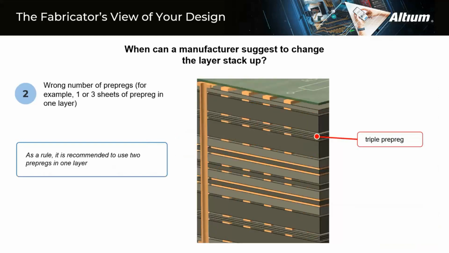Another aspect to consider related to dielectric layers may arise with the number of prepreg sheets between the layers. Many fabricators recommend, as a rule, the use of 2 layers of prepreg to ensure quality compression. However, not everyone follows the recommendations and may deviate from them by using 1 or 3 layers. In this situation, you may be offered an opportunity to adjust the layer stack up, choosing from the existing range of materials that provide the parameters you need.